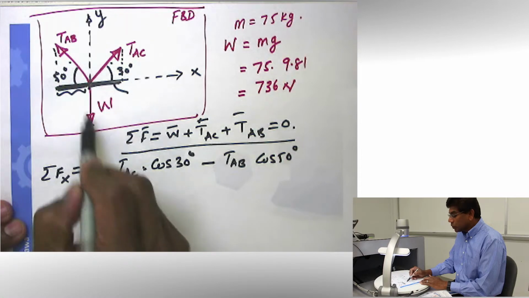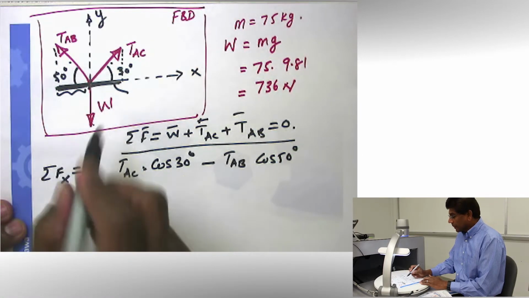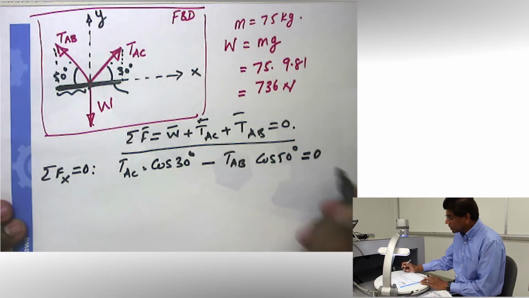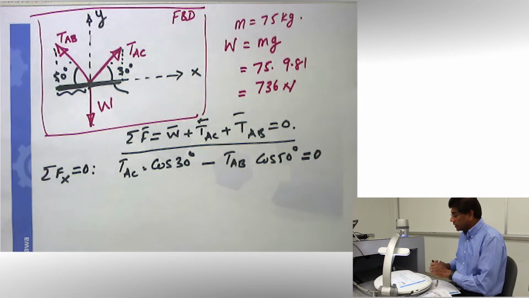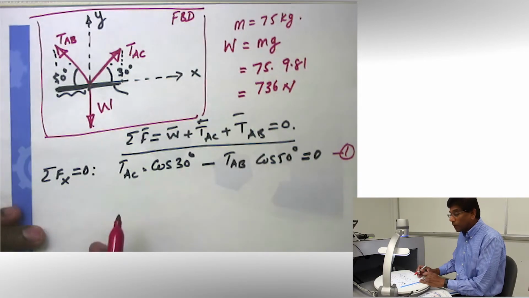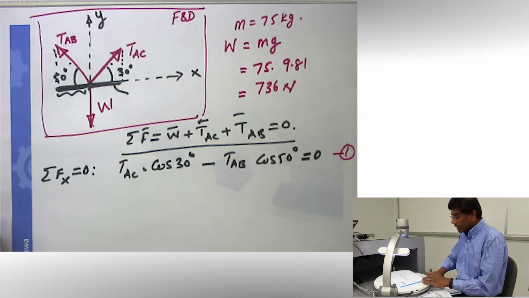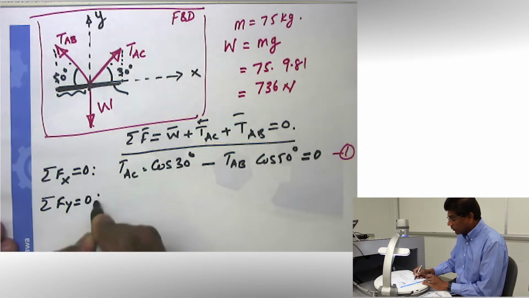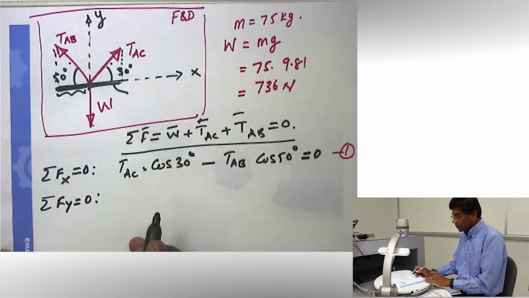And as you can see, there is no x component of weight, so there is nothing else going on. So this is going to be equal to 0, and that's my first equation. Realize this is one equation with 2 unknowns. Clearly, we need one more equation to solve this, and that we can do by summing up the forces along y-axis. So sum of all the forces along y-axis is equal to 0.